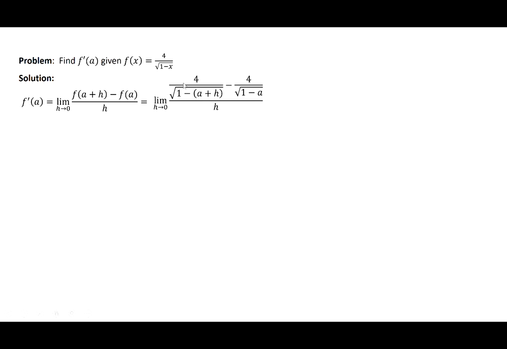What did I do? Wherever I saw x, I replaced a plus h. That's how I got f of a plus h. And then wherever I saw x, I replaced with an a, and that's how I got f of a. So f of a plus h minus f of a is what I have on the top over h.